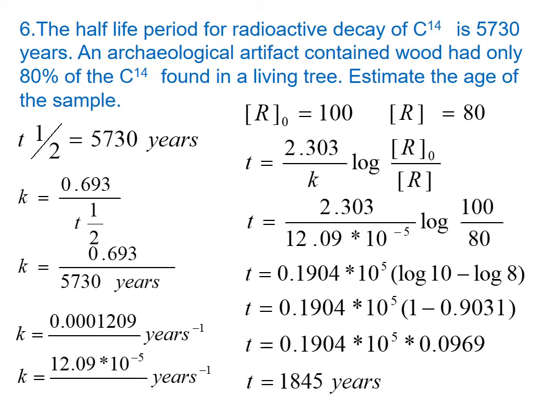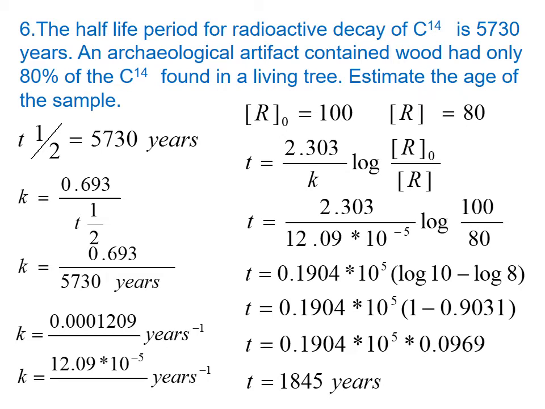Numerical number 6. The half-life period for radioactive decay of carbon 14 isotope is 5730 years. An archaeological artifact containing wood had only 80% of the carbon 14 found in a living tree. Estimate the age of the sample. Okay, the question is about the calculation of the age of the sample. So age we can calculate in terms of time. Time will give the idea about the age of the sample.